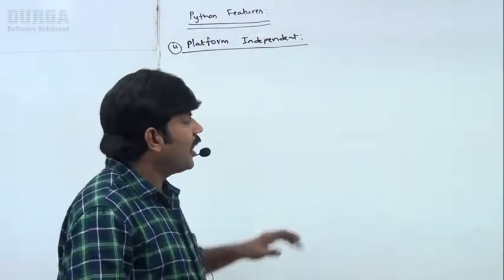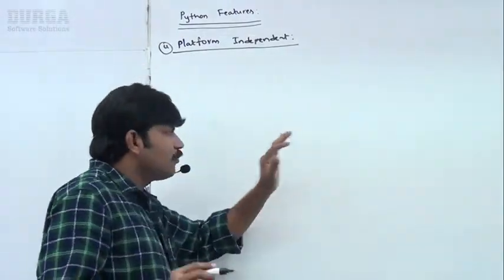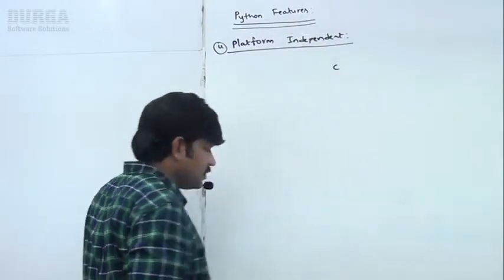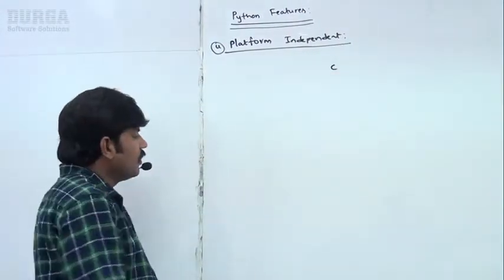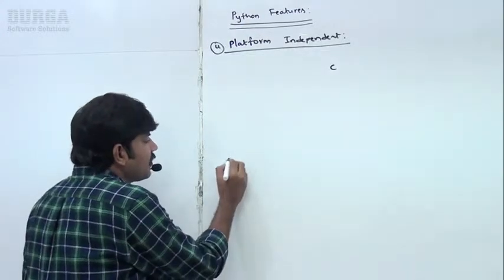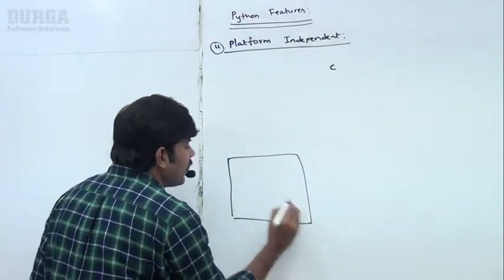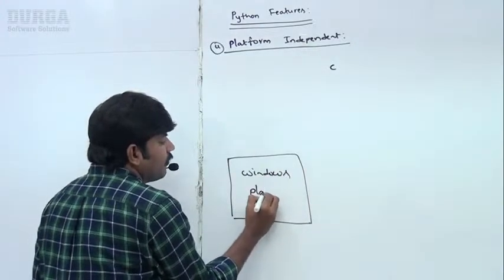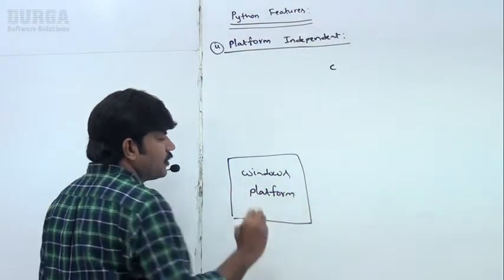Just observe. I want to go for a C program. Assume that I have one C application. I have 3 platforms, meaning 3 machines are available. One is a Windows platform, I mean a Windows machine is available with me.